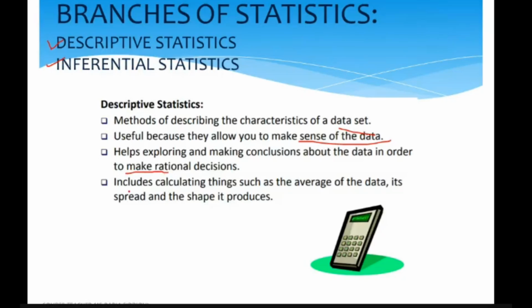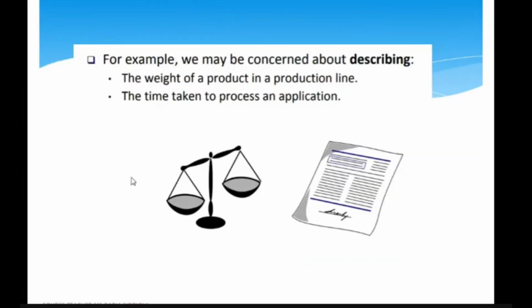It also includes calculating things like the average, the spread, and the shape. For example, if you want to know the weight of a product in a production line or the time taken to process an application, that means you need some tool to find out the relevant data values. And once you find the data values, then again you need some measures to define your data.